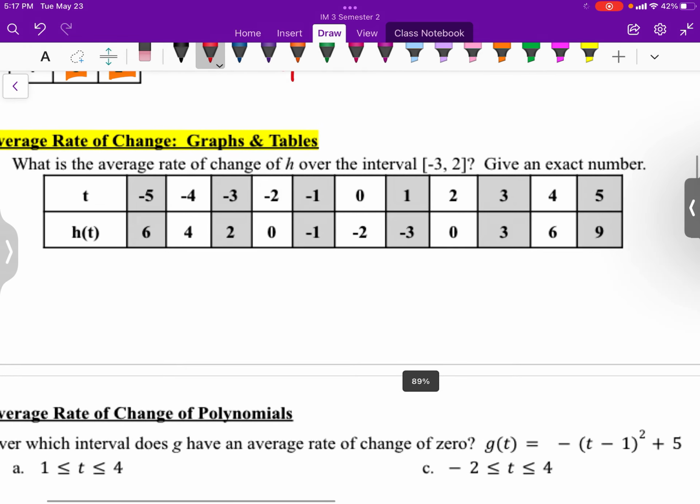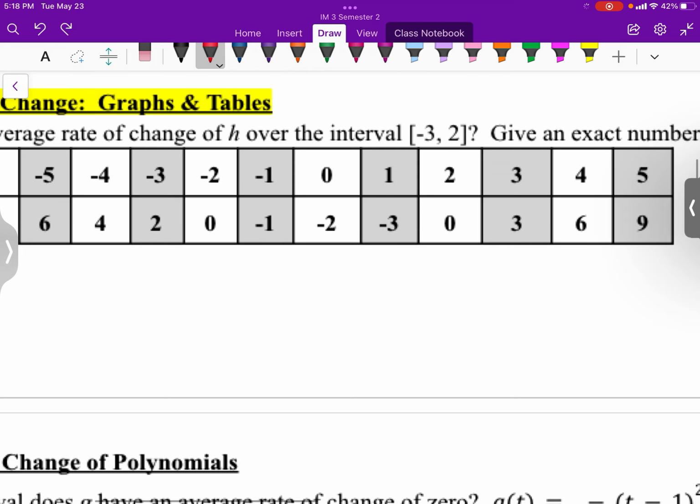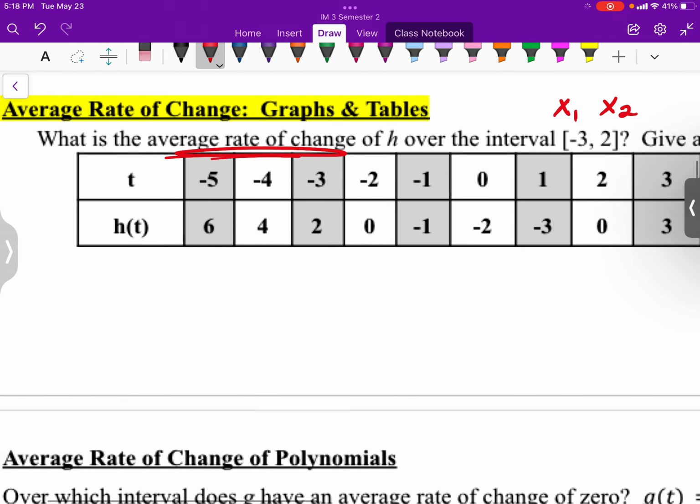Now, focusing on average rate of change, it asks: what is the average rate of change of h over the interval of -3 and 2? In this case, guys, this interval gives us x1 and x2. Because rate of change talks about the change of y over the change in x, that becomes the formula y2 minus y1 over x2 minus x1.